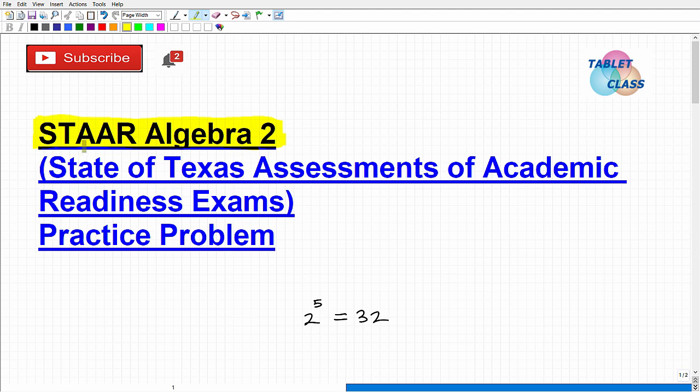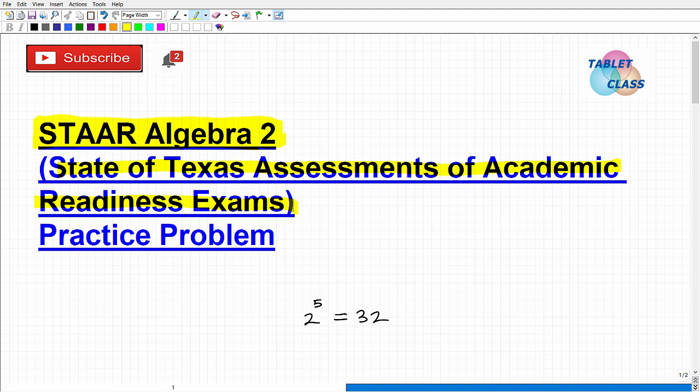2. So just in case you didn't know, STAAR stands for the State of Texas Assessment of Academic Readiness Exam. If you've been going to school in Texas, you've taken these exams before. By taking it seriously, you're going to do yourself a big favor, because you don't want to do poorly on these exams because there'll be negative consequences. Okay, so enough of that.